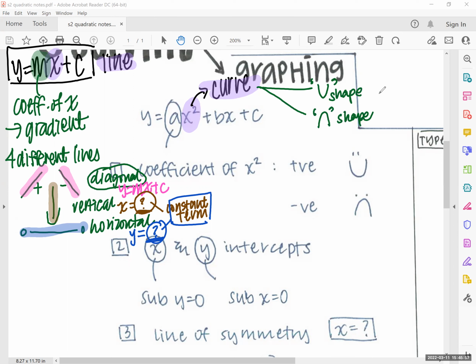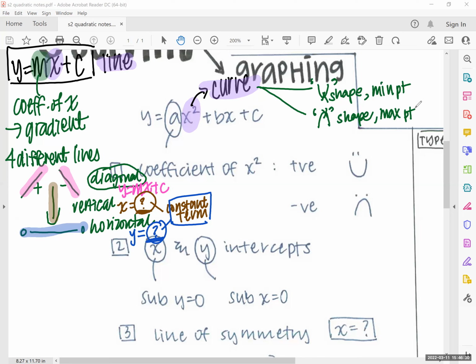So now let's do the different definition of U-shape and N-shape and how to identify them. So imagine now, guys, U-shape. Do you think this point here will be a minimum or maximum if it's a U-shape? Minimum point. What about an N-shape? Will it give you a minimum or maximum point? Maximum point.